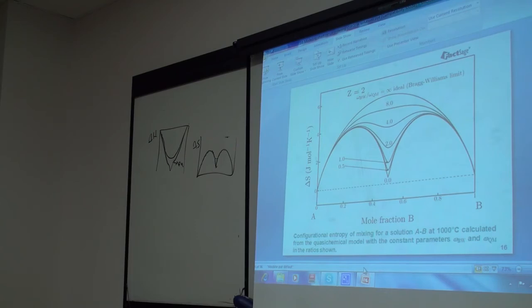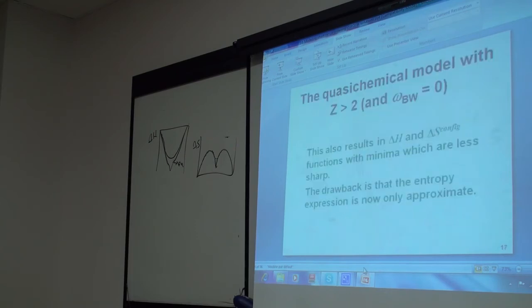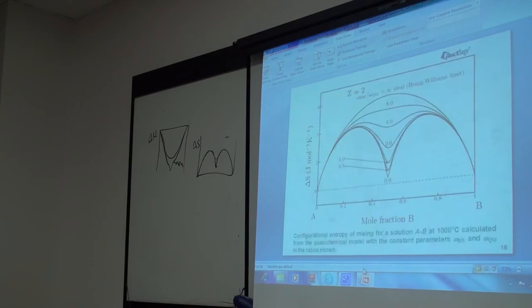This is kind of a good way to do it, I think. Okay, suppose you have the quasi-chemical model with Z greater than 2. And omega Bragg-Williams is always equal to 0. Okay, so what we did is, let's go back here. What we were proposing in this paper really was, we know that Z is not equal to 2 in a real solution. We know that Z is not equal to 2, Z is greater than 2.